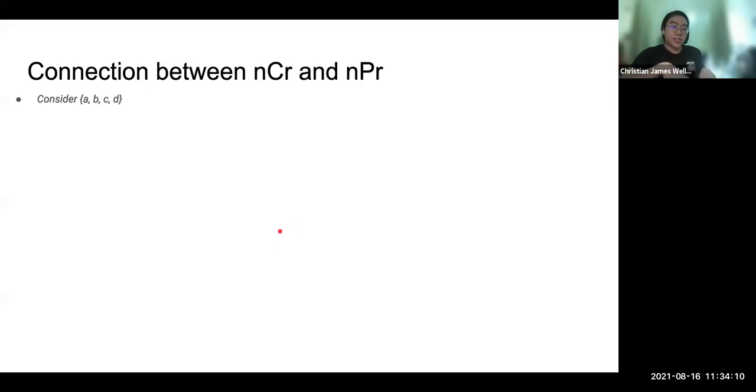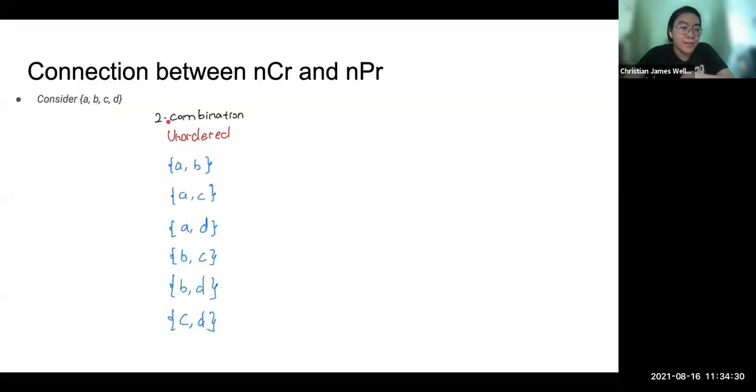There is actually a connection between nCr and nPr. I prepared this slide because, in case you forget what the nCr formula is, I like to derive it myself this way. Let's say we consider the set ABCD. Let's consider the nCr and the nPr of it. The two combinations are all these, and they're all unordered. I don't really care about their ordering. AB and BA are the same thing.